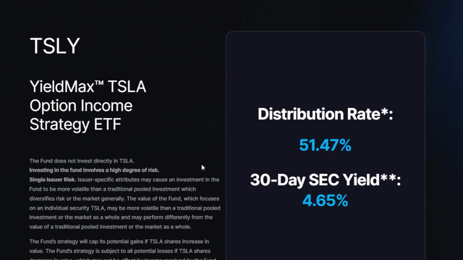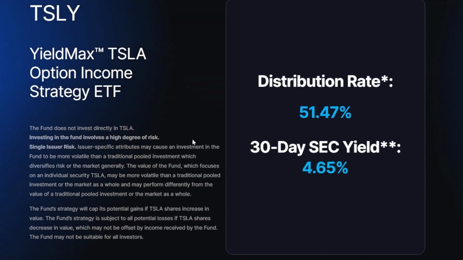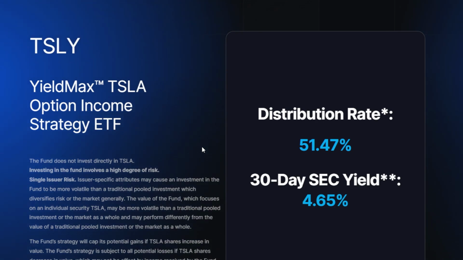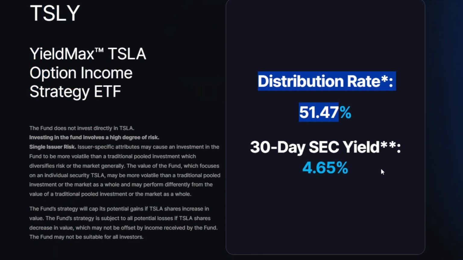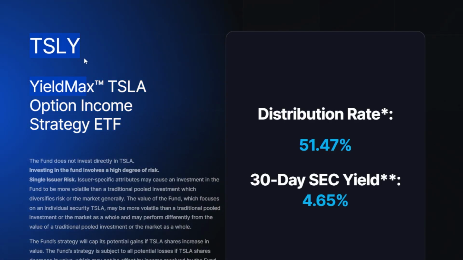The TSLY, or the YieldMax Tesla Option Income Strategy ETF, has become quite a popular ETF over the last year, and for good reason. Considering things like the current distribution rate that TSLY offers is around 51.47%. But what about when it comes to smaller investors that want to buy into TSLY?